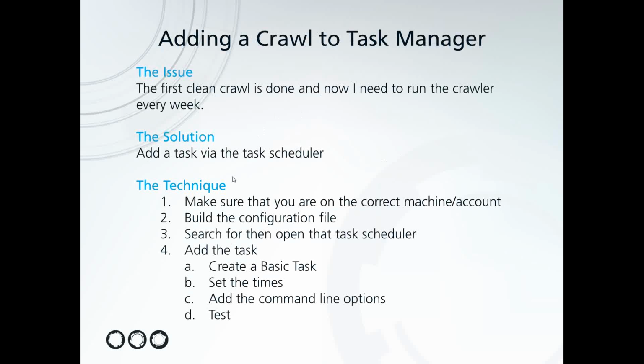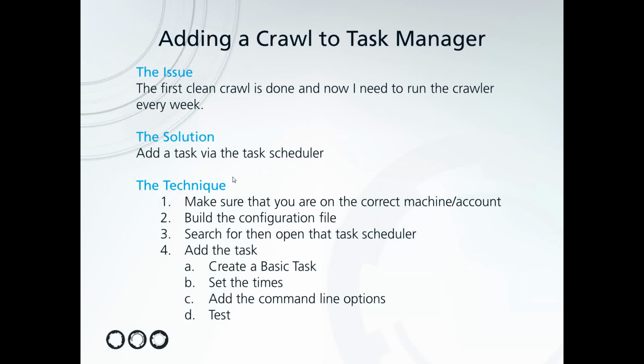The way you do that is you add a task via the task scheduler, and the first thing you have to do, and it sounds obvious, but believe it or not, this is one of the big issues we face, is you actually have to be on the machine where you're going to do the crawl, and you have to have the correct permissions to add tasks to that machine. Often we find in client settings that the work machine that the data manager is using on a daily basis is different than the crawling machine.